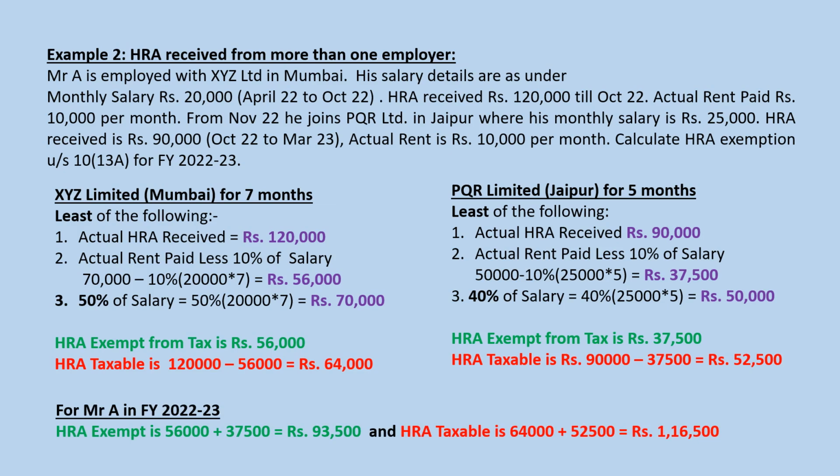So for Mr. A, for the financial year 22-23, HRA exempt will be 56,000 plus 37,500, that is 93,500, and HRA taxable will be 64,000 plus 52,500, that is 1,16,500.